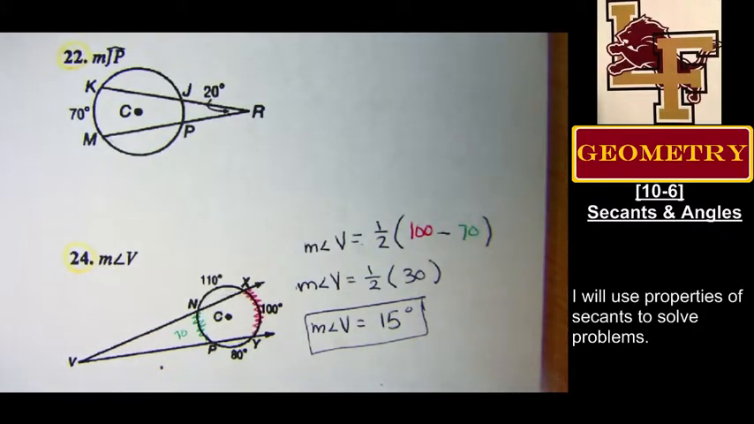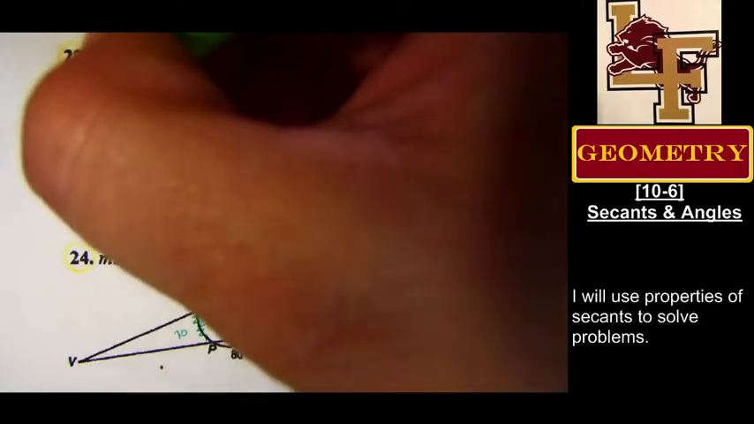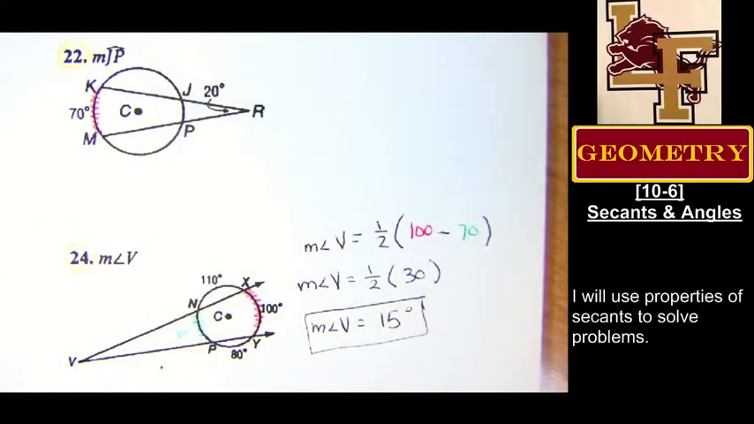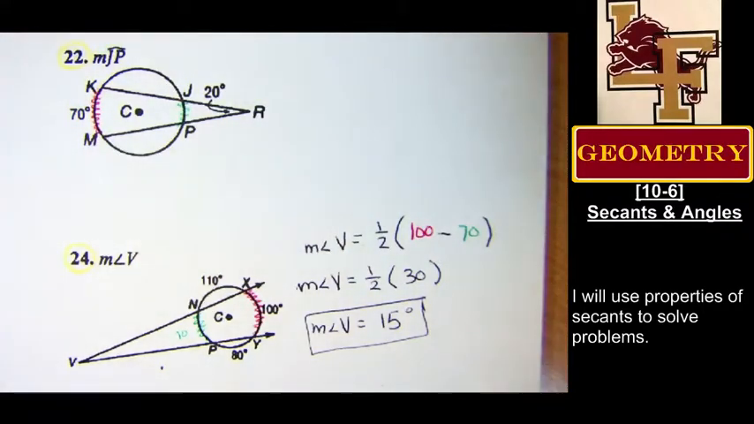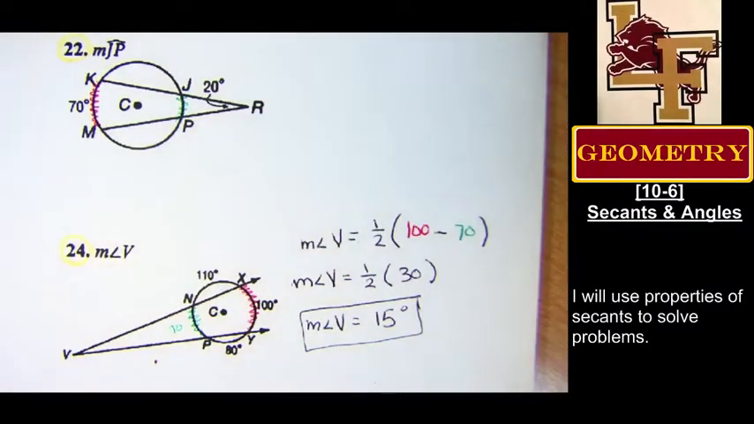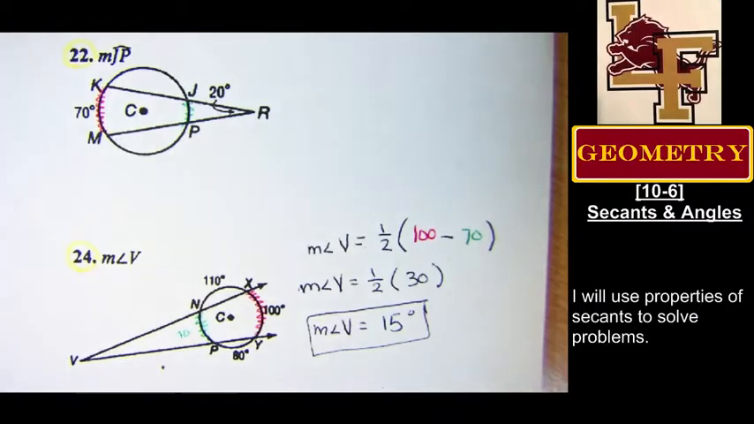Let's do it, JP. All right, here's the big arc. Here's the little arc. Is this two secants inside, a secant and a tangent, or two lines outside? Where are they intersecting? Outside. So this is two secants outside.